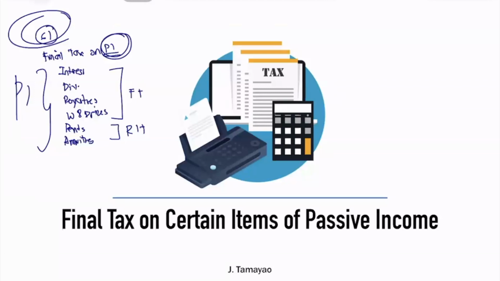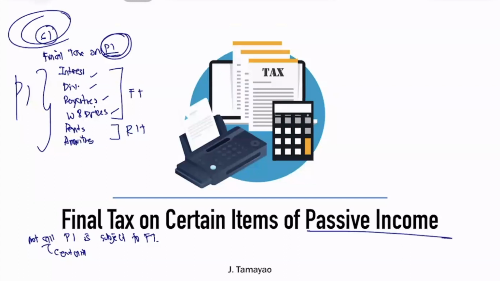Therefore, whenever we say final tax on certain items of passive income, not all passive income is subject to final tax, meaning only certain items such as your interest, dividends, royalties, winnings, and prizes. However, aside from those items, we also tax your informer's tax reward and your fringe benefits.